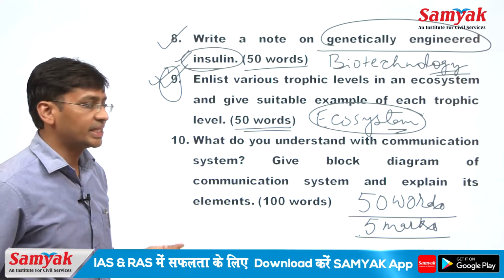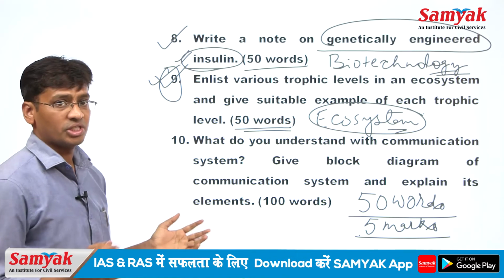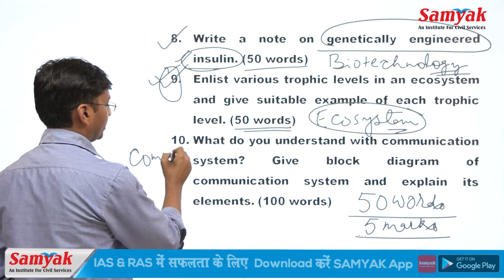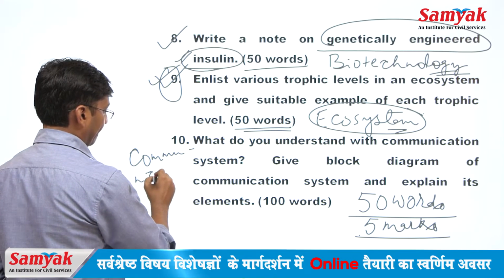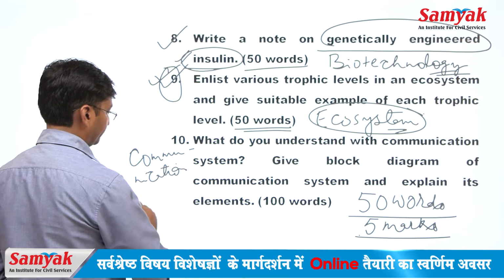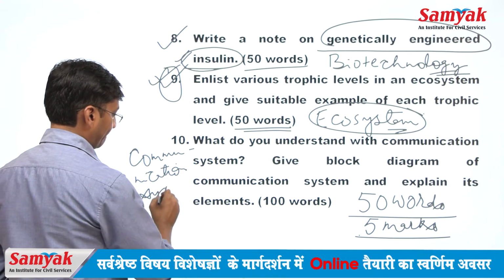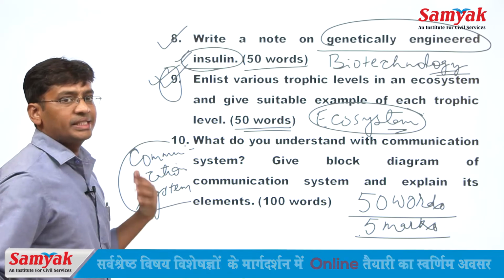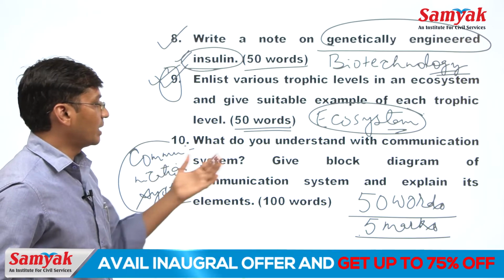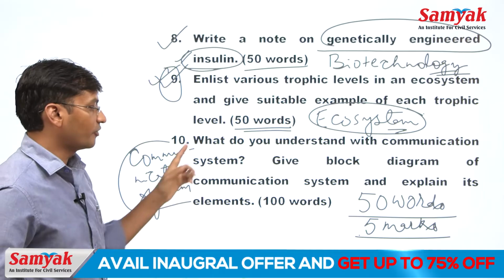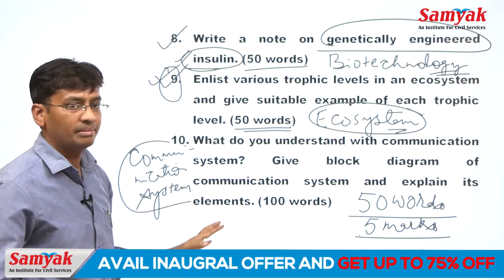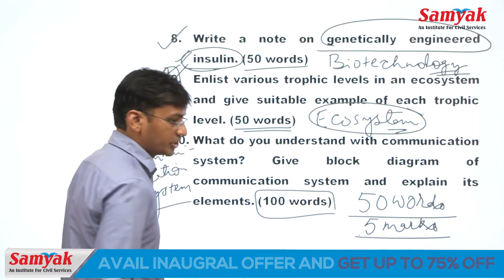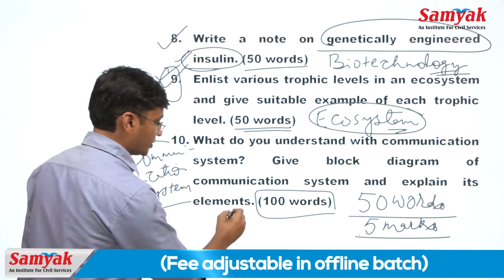Next is, what do you understand by communication system. This question is from the communication system chapter, that is telecommunication. What do you understand by communication system? Give a block diagram of communication system and explain its elements. Here you have to answer this question in 100 words, and this question carries a weightage of 10 marks.